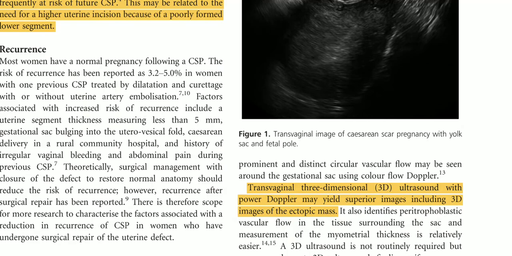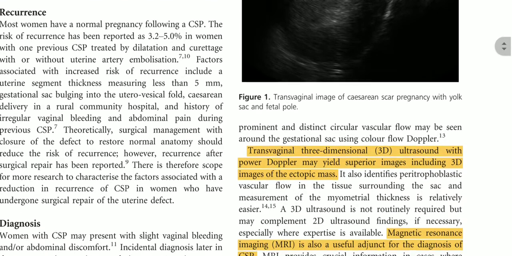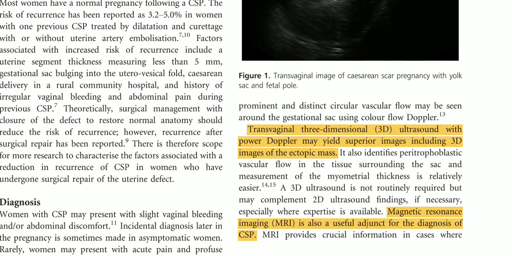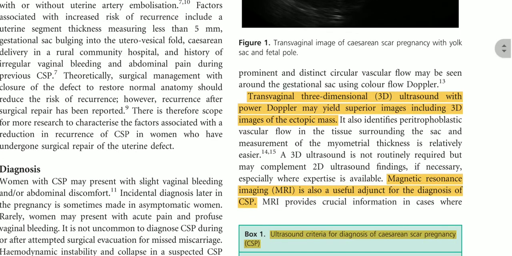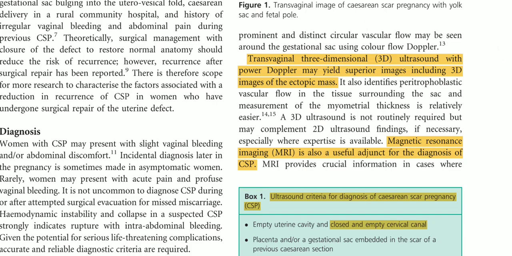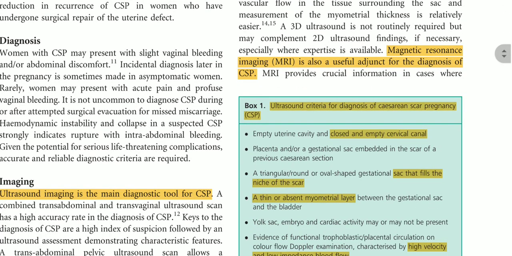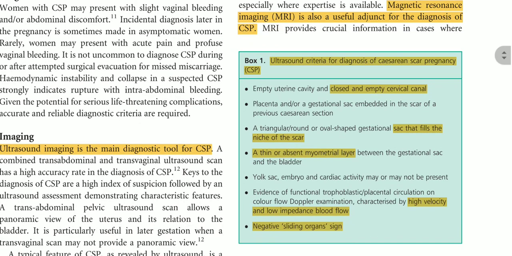Transvaginal 3D ultrasound with power Doppler may yield superior images, including a 3D image of the ectopic. It also identifies the peritrophoblastic vascular flow in the tissue surrounding the sac, and the measurement of myometrial thickness is relatively more accurate. The 3D ultrasound is not routinely required but may complement 2D ultrasound findings if necessary, especially where the expertise is available. MRI is also a useful adjunct for the diagnosis of cesarean scar pregnancy. MRI provides crucial information.